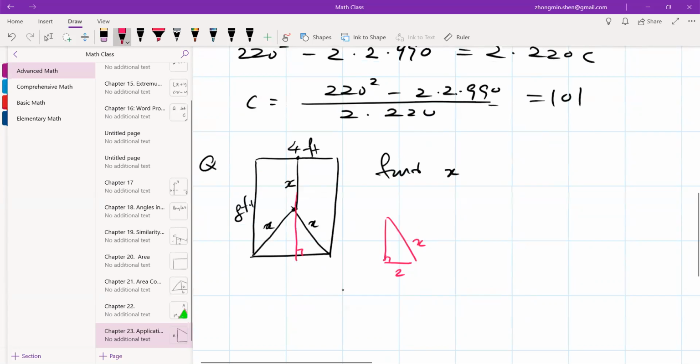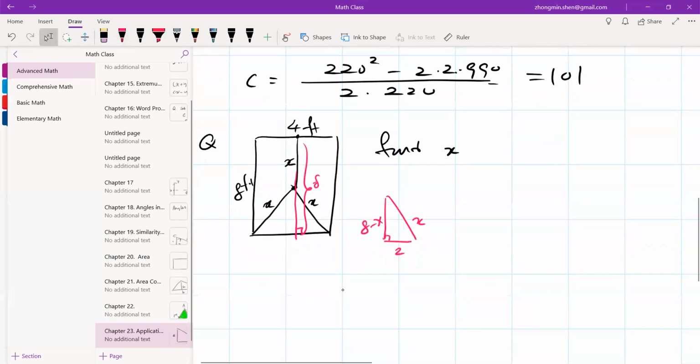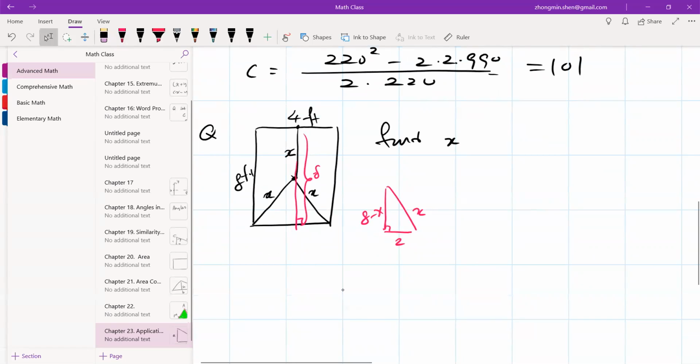From top to the bottom is 8, right? And you subtract the X. You will get this side. So 8 minus X is going to be this side. Then you can apply the Pythagorean theorem to this right triangle, and you get 2 squared plus (8 minus x) squared equals x squared. Then x can be uniquely determined, because this is a quadratic equation.